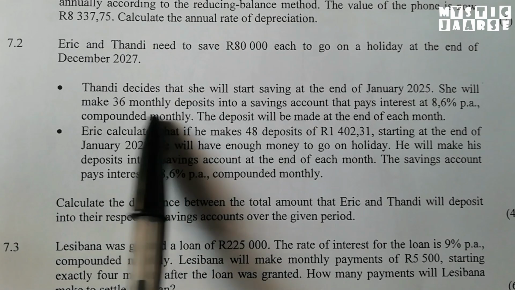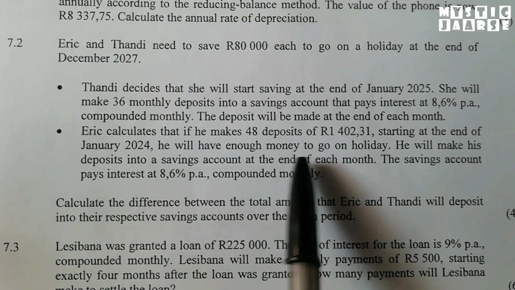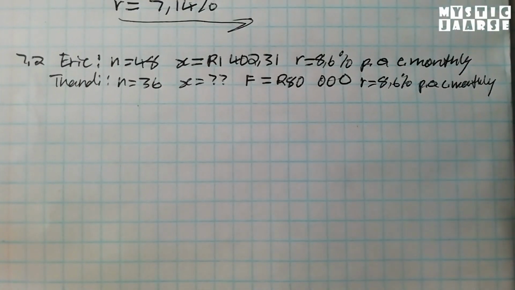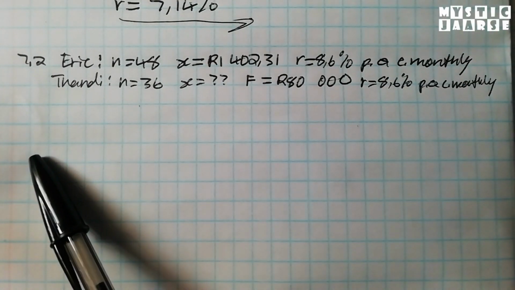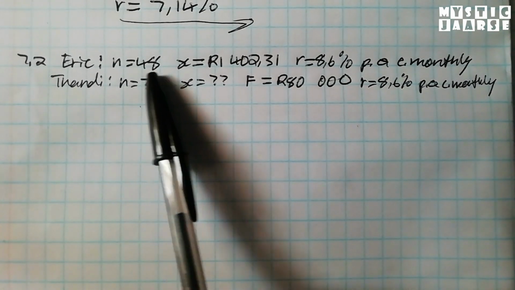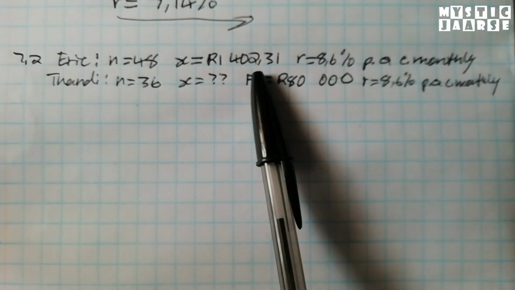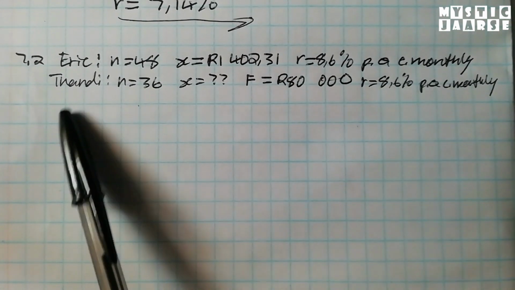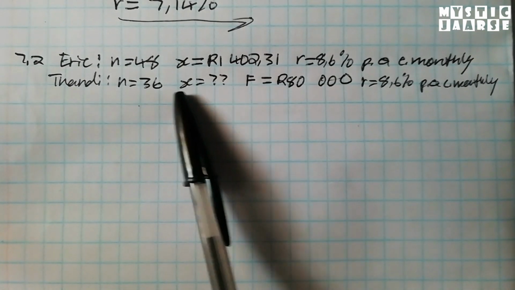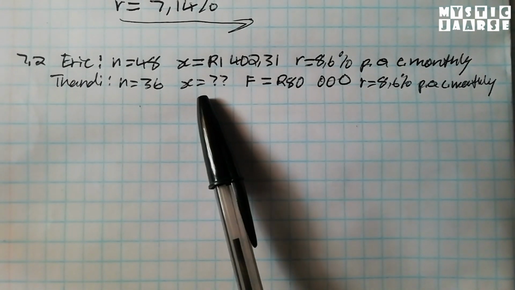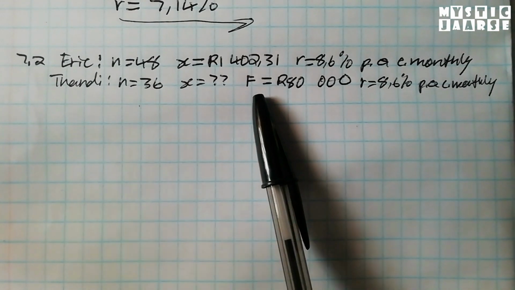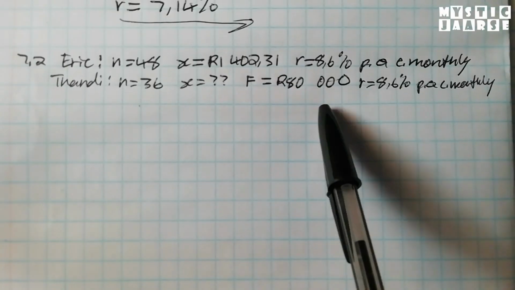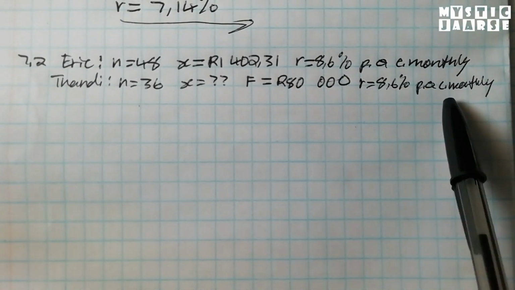Now they want us to calculate the difference between the amount of money that Thandi will deposit into this account for 36 months and the total money that Eric will deposit into the account for 48 months. So what I did here, I just isolated the important information from the question statement. So Eric will make 48 payments of 1,402 rand 31 cents. The interest rate is 8.6% per annum compounded monthly. Then Thandi will make 36 payments of, we don't know the monthly payments, but we do know that after that savings period, Thandi should have 80,000 rands in her bank account. The interest rate is 8.6% per annum compounded monthly.